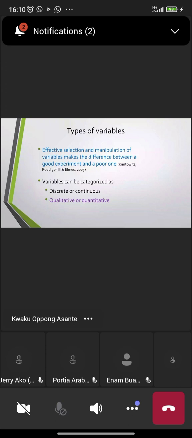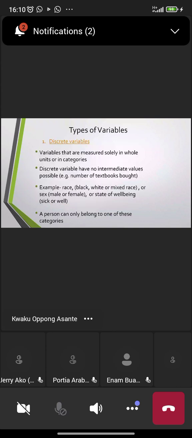So we could have some variables that are discrete or continuous, and some variables that are qualitative or quantitative in nature. Which variables are discrete? We usually talk about discrete when we talk about variables that are measured solely in whole units, or in categories, or we can say they are mutually exclusive. Let me put it in that way: things that are mutually exclusive.